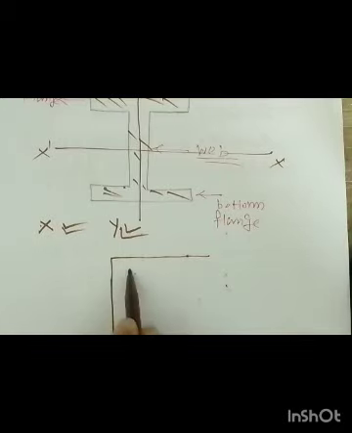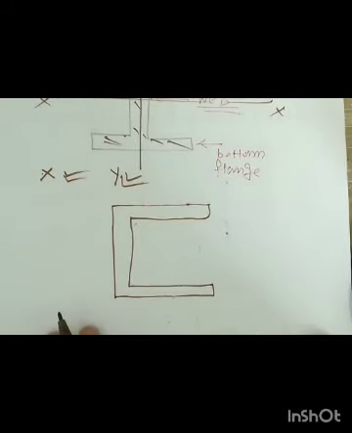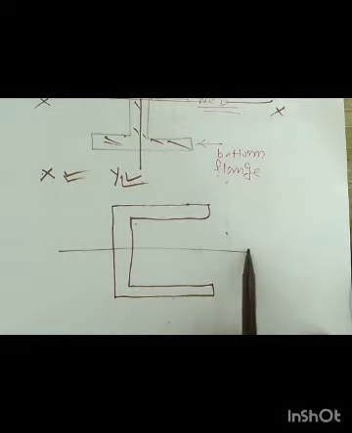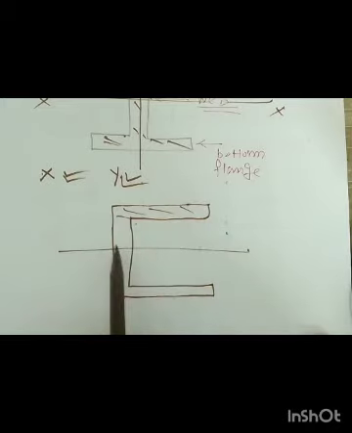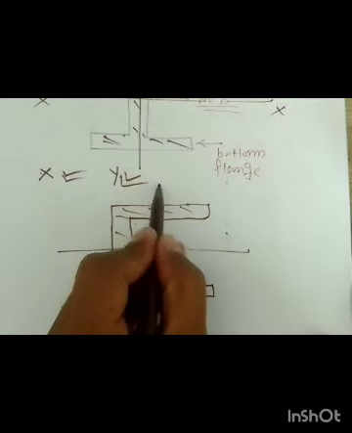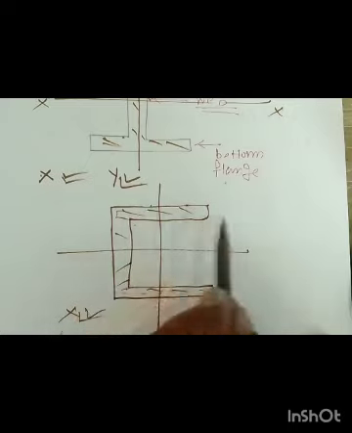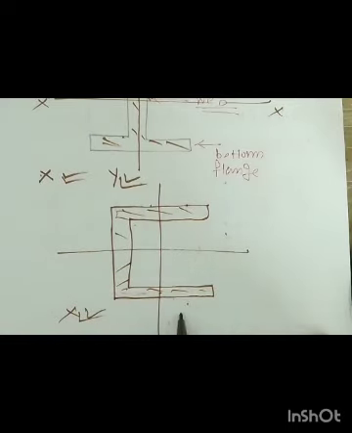Now one more section we can take: let's say this is your channel, or we call it a C section. If I want to know whether it is symmetrical about x or y, first I split this channel or C section about the x-axis into two parts, and you can find that both parts have equal weight. It means it is symmetrical about the x-axis. Now if I split this section about the y-axis, you can see this part has more weight than this. It means it is not symmetrical about the y-axis.